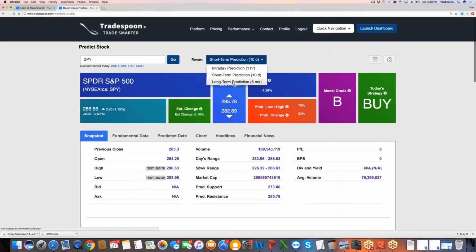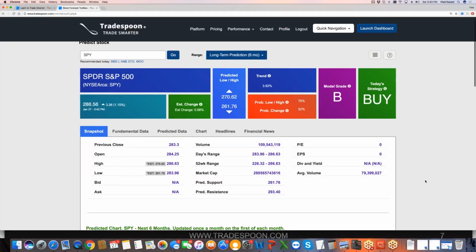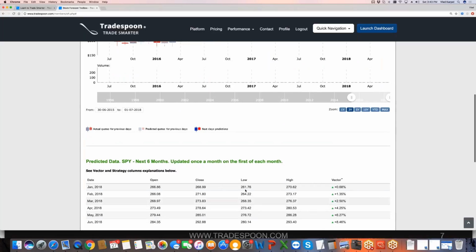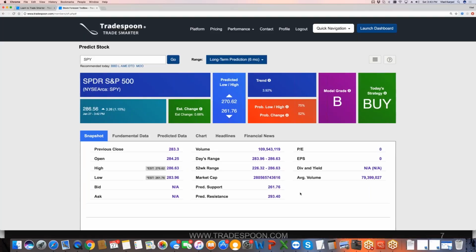You can do it for a 6-month prediction. Same thing for Spiders. You can see where the stock will be in the next 6 months, by February, what the range of the stock market could be. And you can also do a 5-minute prediction using 1-hour predictions.